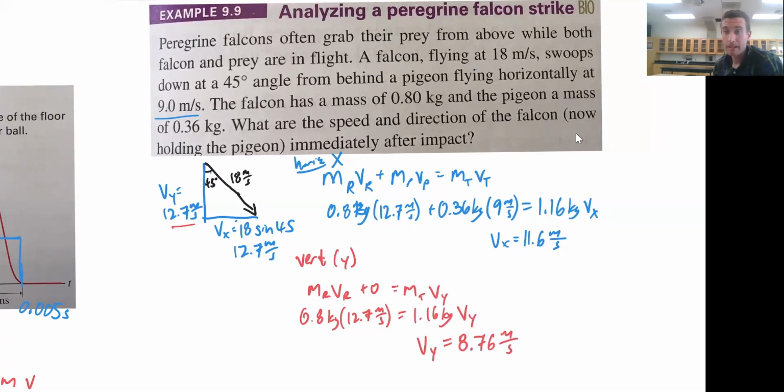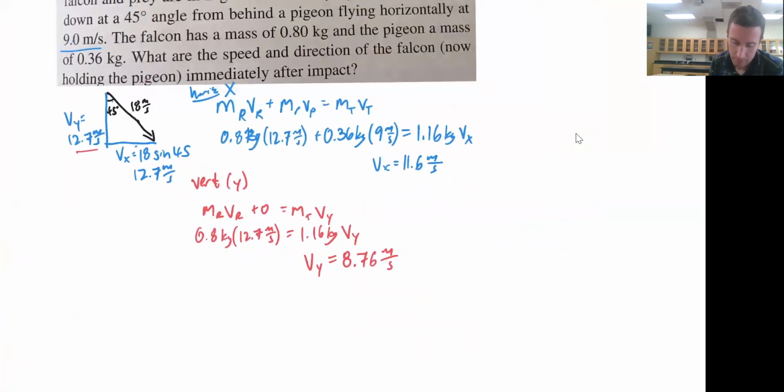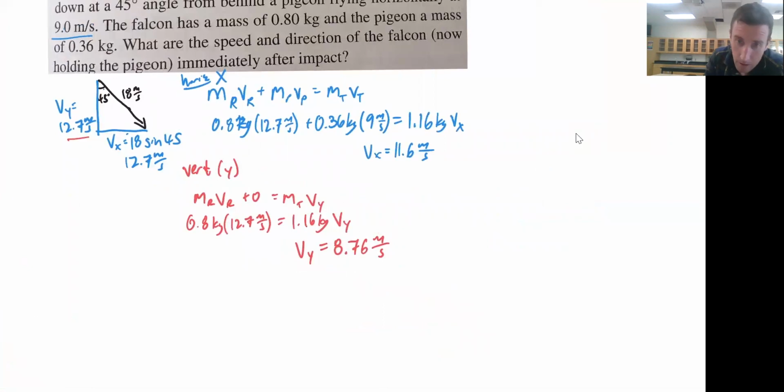Okay, so I've got the x component and I've got the y component. Now I can put them together to find the total. And this is going to be another diagram, another triangle. So my x component was this way, right, at 11.6. And then my y component was going down because the Falcon was coming down at 8.76. So the question is, what is the total? What is my final velocity and what is that angle?